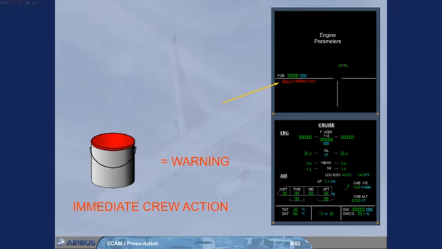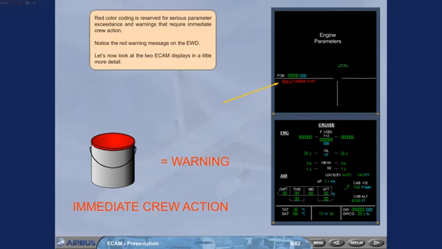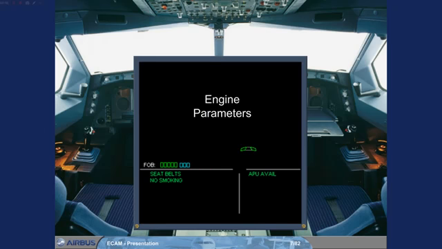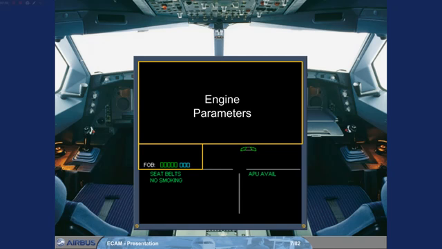Let's now look at the two ECAM displays in a little more detail. The engine and warning display is divided into two main parts. The upper area is used for the main engine parameters, fuel on board and slat flap position. These indications will be discussed in the appropriate system modules.